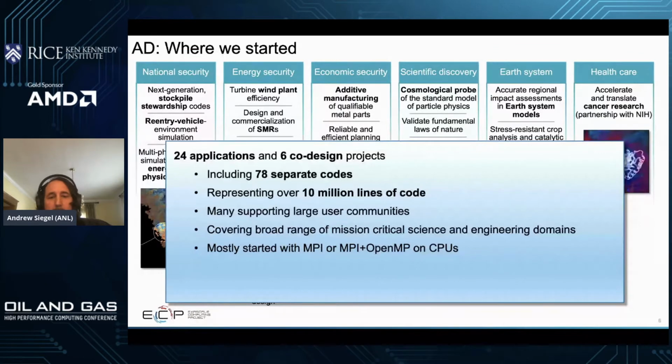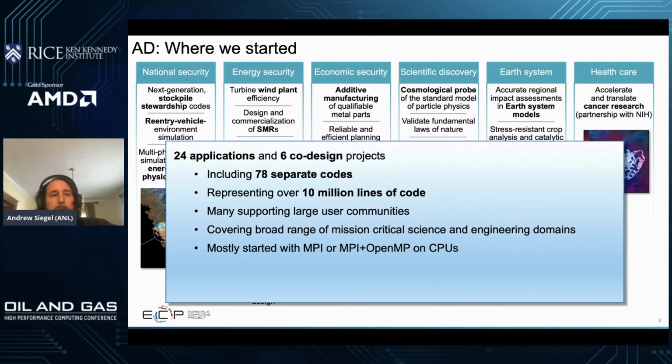Obviously, it covered a broad range of mission critical science and engineering domains. That was the idea, to get coverage across this area that was relatively complete. And most started as just MPI codes in 2016, or MPI plus OpenMP for on-node threading. And if there were any GPU ports, they would be a piece of the code, maybe for a single GPU. Maybe there are some exceptions, but that was sort of the basic story going into it.